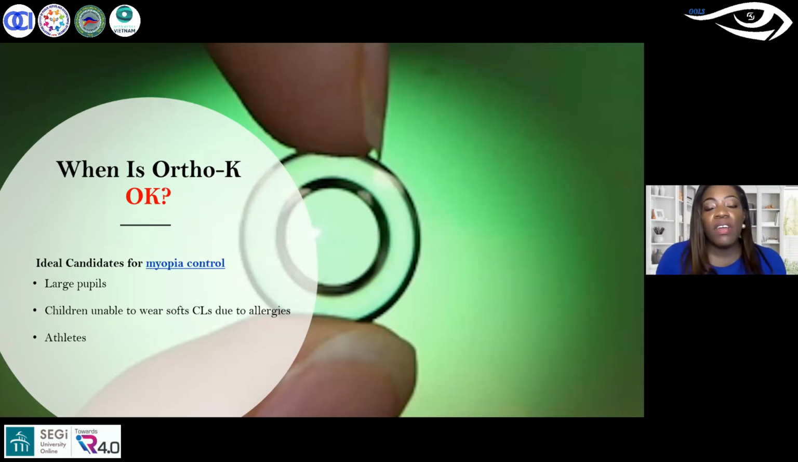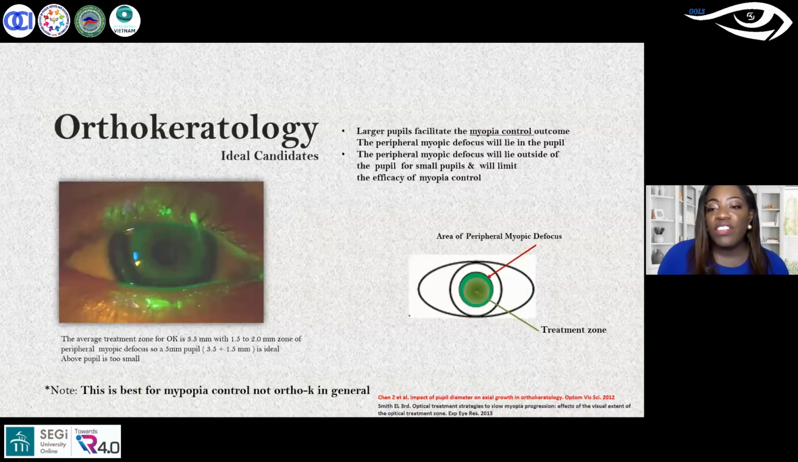Ideal candidates are patients that have large pupils, and I'll get to that in a second, athletes, as many of you probably know, and then children who are unable to wear soft contact lenses due to allergies. And I'm going over this because it's a question I get often, where ECPs and students aren't sure which option they should go with. So let's talk about the pupil size. Here we're going to imagine that this is the ortho-K lens, and here is the treatment zone, and then here is the area of peripheral myopic defocus.